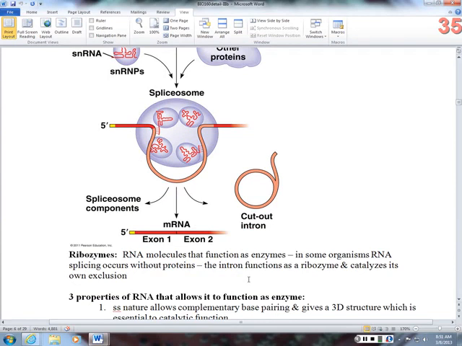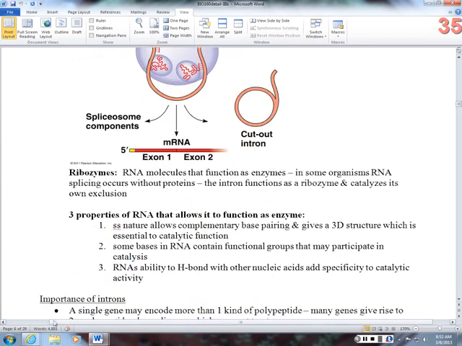So ribozymes, these are RNA molecules that function as enzymes. So not all of your RNAs end up being made into proteins themselves. The RNA itself can act as an enzyme. In some organisms, you're going to see RNA splicing occur without proteins, and the introns actually function as ribozymes and catalyze their own exclusion. So to say that those introns have no function, it isn't that they have no function. We cut them out and they get used for something else. And to be enzymes, as ribozymes, is one of the things they can do.